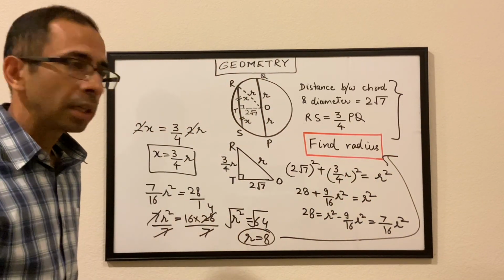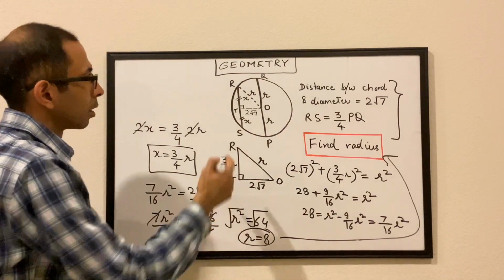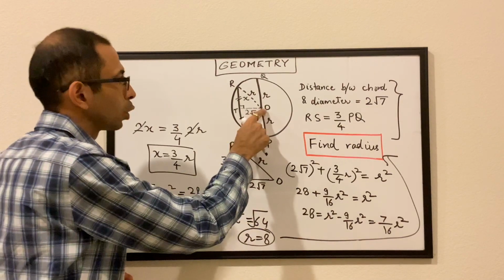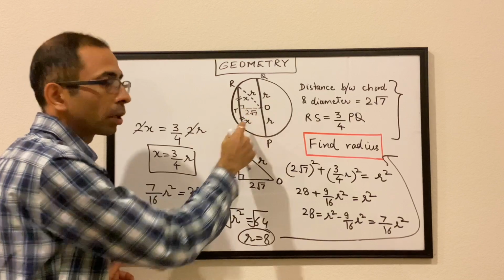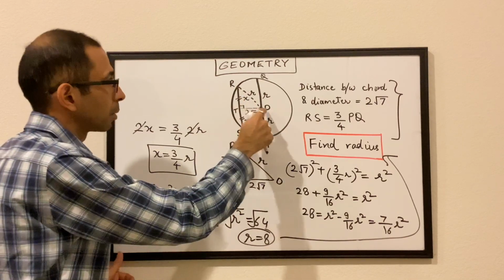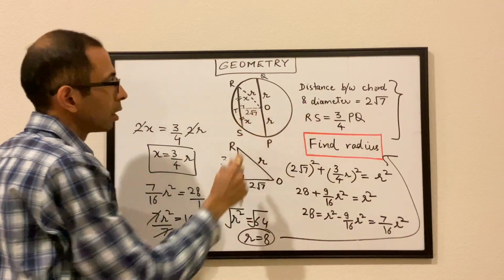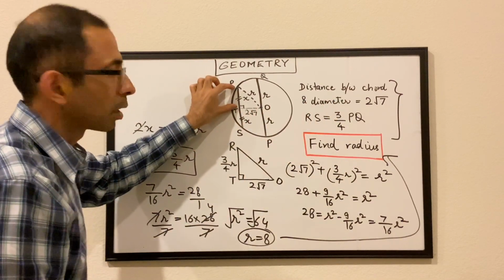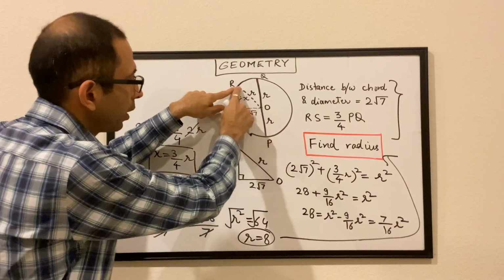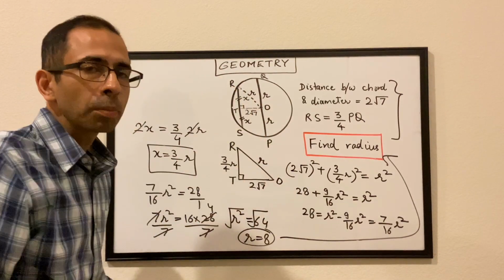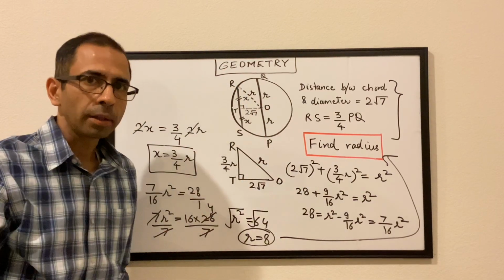Just to quickly reiterate, what we did was that we used the property that when we drop the perpendicular from the center to the chord, it's a 90 degree angle. So this becomes a right angle triangle. This side is already given to us as 2√7. We wrote this side also in terms of r. This is already r. Hence we were able to use the Pythagoras theorem and solve for r.